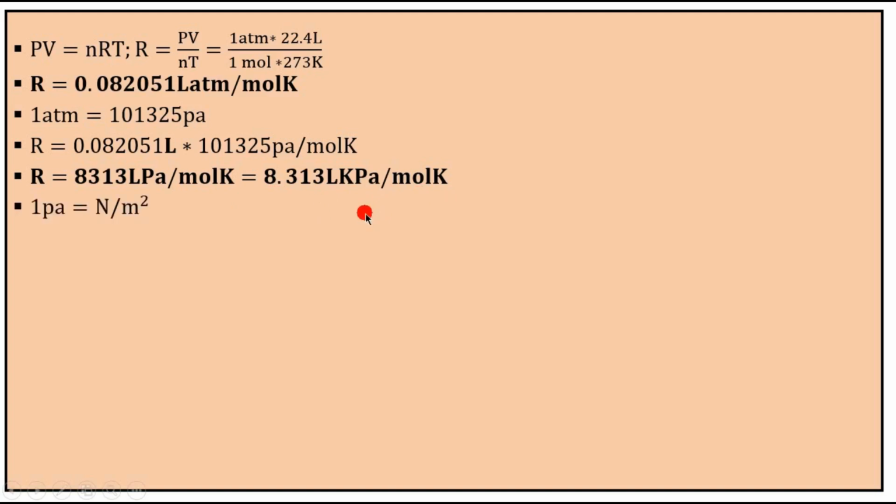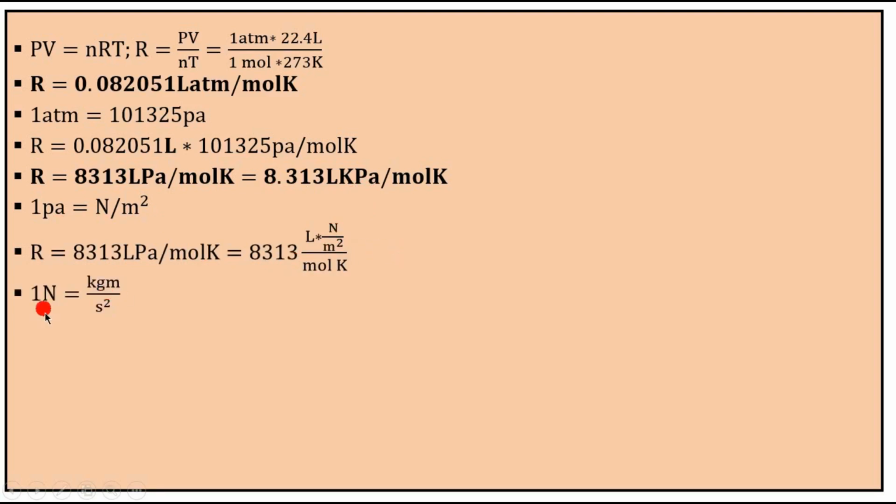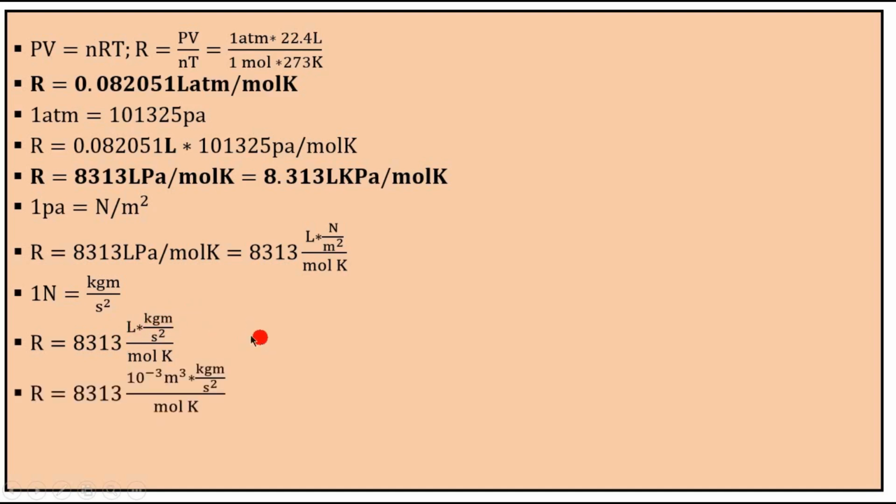We can also convert this one: 1 pascal is equal to Newton per meter square. Then you can replace pascal by Newton per meter square. We can also replace the Newton by its value: 1 Newton is equal to kilogram meter per second square. Then the gas constant has units of liter times kilogram meter per second square per mole Kelvin. We can convert liter to meter cube, so that the meters cancel. We know that changing from liter to meter cube we divide by 1000. So we have kilogram meter square over second square per mole Kelvin.